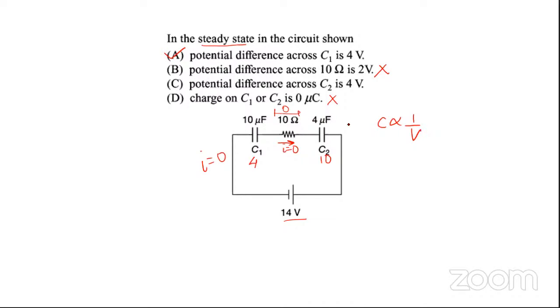Or if you want to go with the general method, then you can also say that suppose Q charge appears on the plates, then what do we have? Q equals to CV, so V equals to Q by C. So Q by C for both of them, that is Q by 4 plus Q by 10, will be equal to 14. So from here you will get 14Q upon 140 equals to 14.